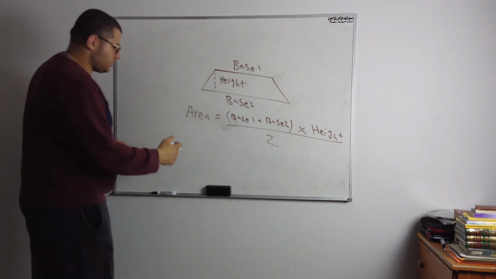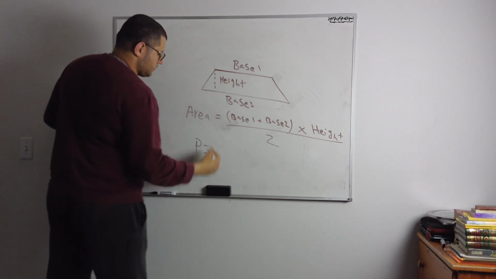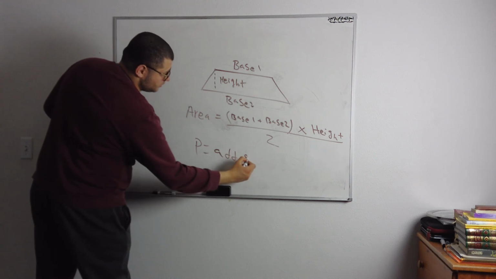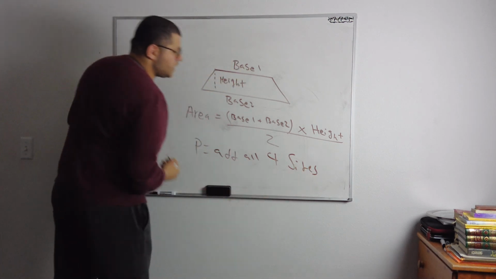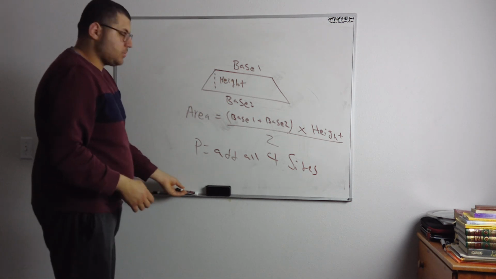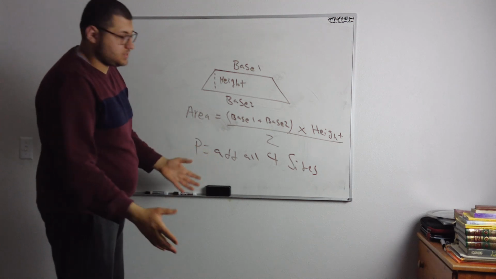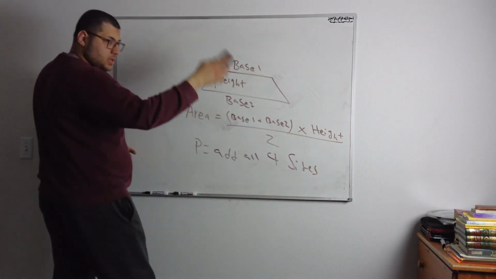The perimeter, of course, is easy. It has 4 sides, so just add all 4 sides to get your perimeter, the distance around the shape. The perimeter is always the easiest. All you have to do is add the sides to get the distance around your shape. Now that we learned how to do this, let's take it into action.